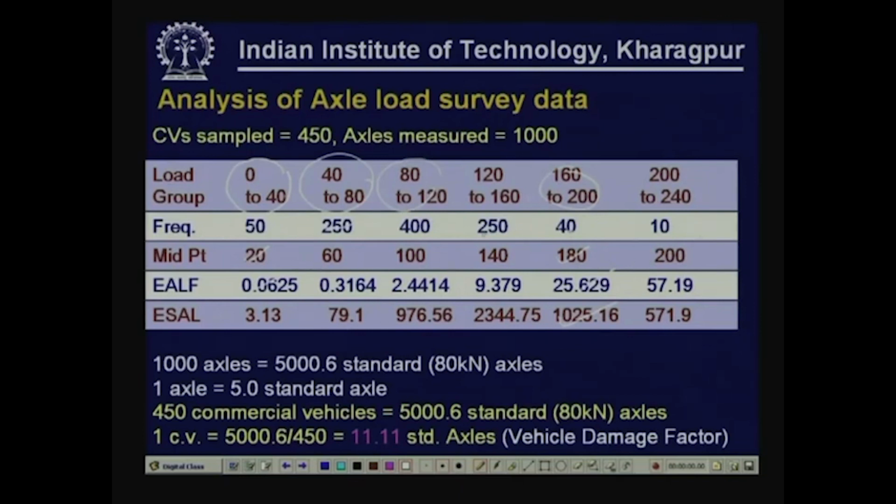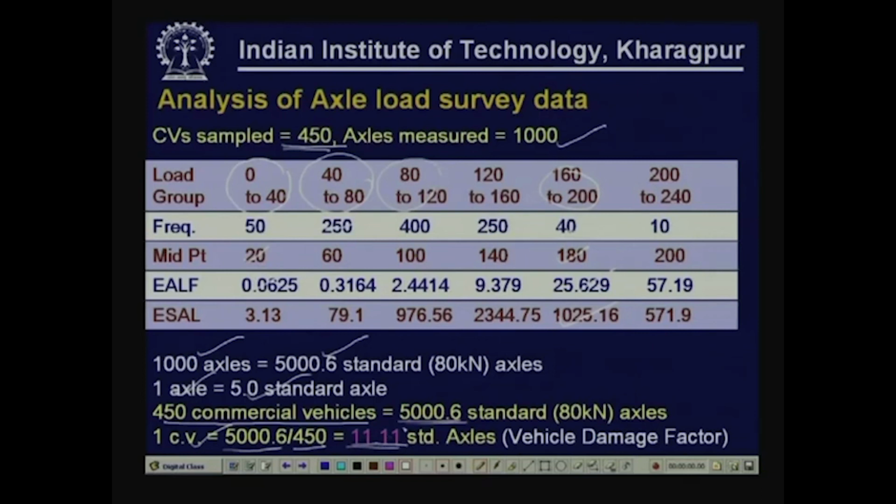As you can see, the total of these axles that have been measured is about 1000. So, these 1000 axles, if you take the sum, are equivalent to 5000.6 standard axles. That means one axle is equal to approximately 5 standard axles. We have measured about 450 commercial vehicles, they had about 1000 axles, because some of the vehicles had more than 2 axles. So, 450 commercial vehicles are equal to 5000 standard axles. That means one commercial vehicle is equivalent to 5000 divided by 450, that is 11.11.